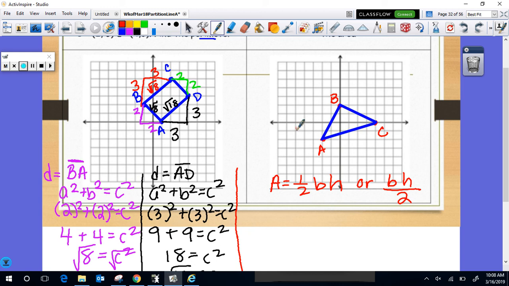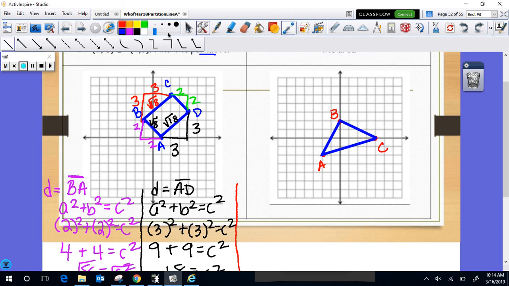Okay, so this is the traditional way to find the area of a triangle. Now, the issue with this problem is it is very hard for us to identify the height of this triangle and the base of this triangle. So we're not going to use that method to actually find the area of this triangle, because it's very hard for us to identify the height and the base. So we're going to use another method, and it's called the box method.